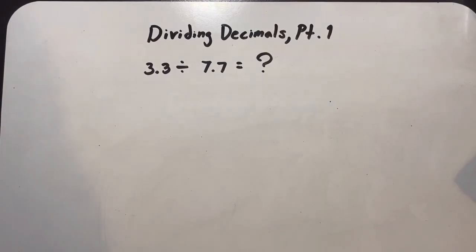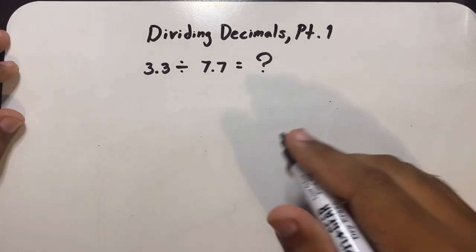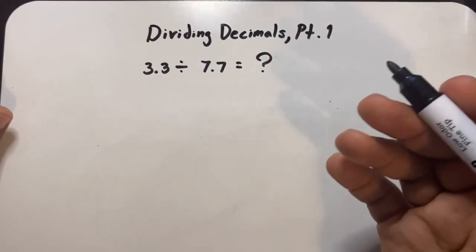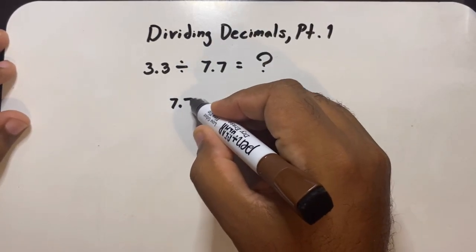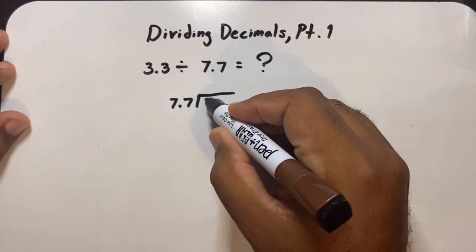I am the Good Teacher of the Good Teacher videos, and today we are going to cover dividing decimals, part 1. So in this equation we have 3.3 divided by 7.7. And for those of you that don't know or maybe just can't remember, we're going to put the second number on the outside of the bracket and the first number on the inside.